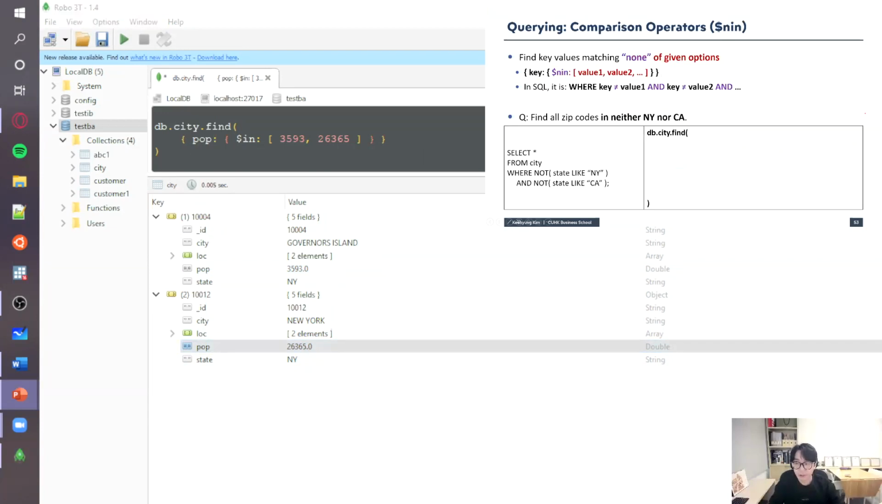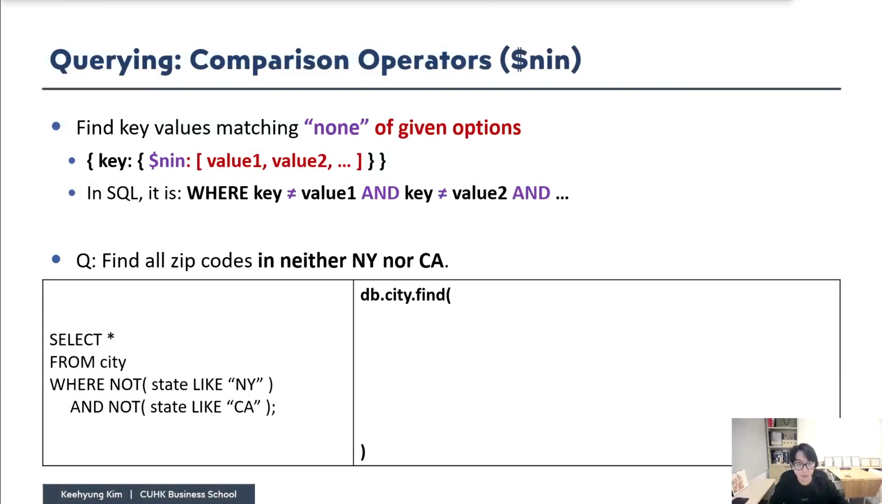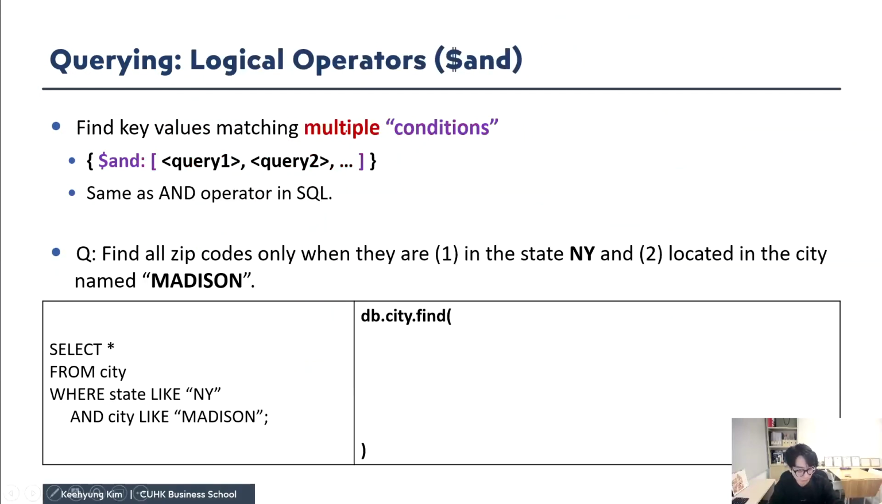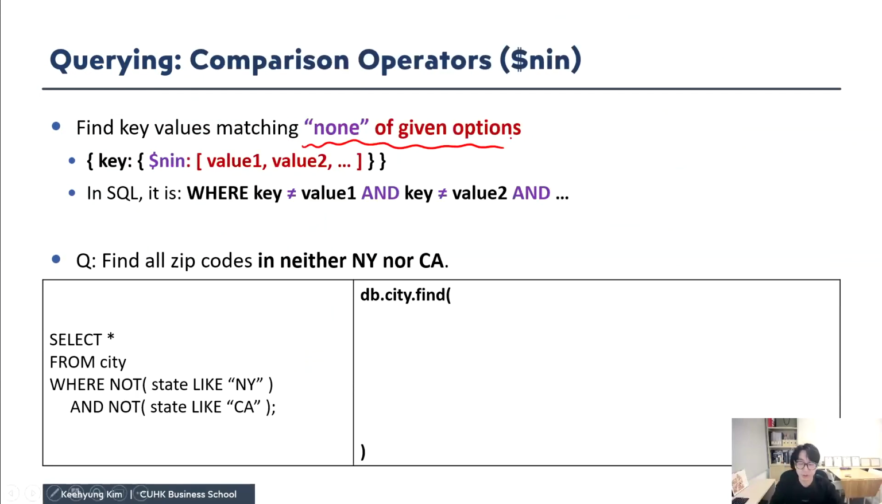Another operator is the not in operator. You can use this when you want to find the key values matching none of the given options. You can specify multiple values in a list as elements, and when you want to retrieve information when this key value doesn't match any of these, then you can use the not in operator. This will be the same as utilizing where and not equal and the and operator in MySQL.